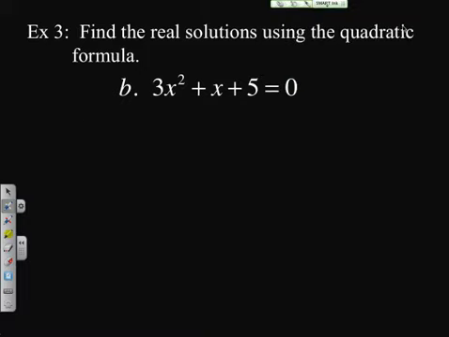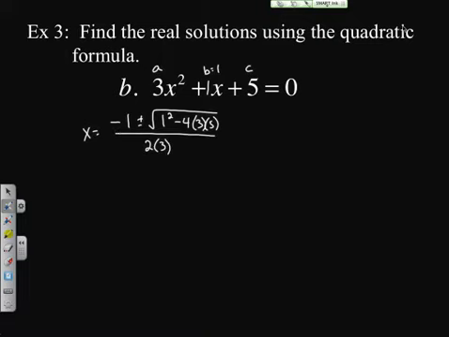Doing another example of that, same thing. Here's A. B in this case is 1, because there's automatically a 1 in front of that, and C is 5. So x equals the opposite of B, plus or minus B squared minus 4 times A times C over 2 times A. And that formula is something you are going to want to memorize because we'll use it quite a bit.